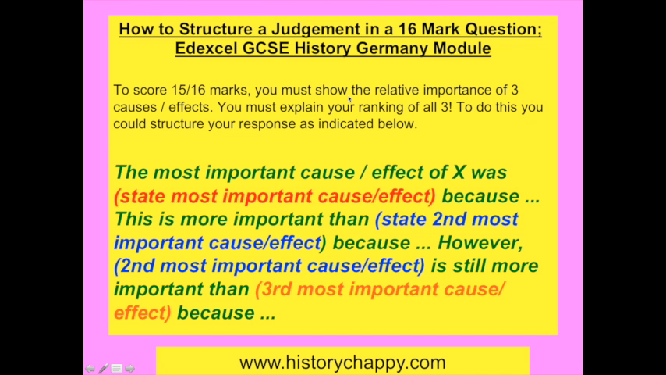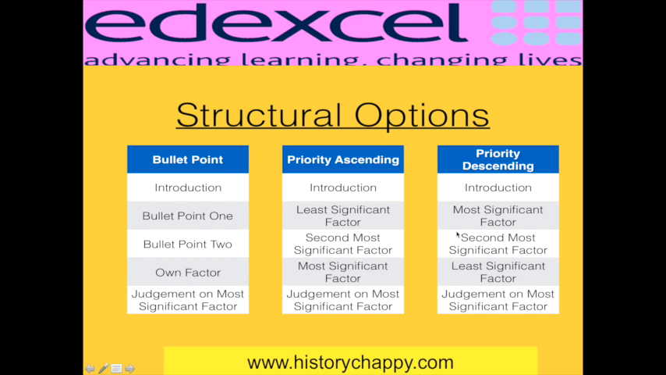All right. Now, the key here is to make sure your judgment, to score between 15 and 16 marks, you must show the relative importance of 3 causes or the effects, depending on which question you're doing. So you must just show, as it says here, the most important cause or effect of X was that, then this is more important than the second biggest cause or effect. And then you could show how the second cause or effect is still more important than the third, or how the third is still not as important as the first. That's what you must do in your judgment. Quite simple, quite straightforward. There you go.